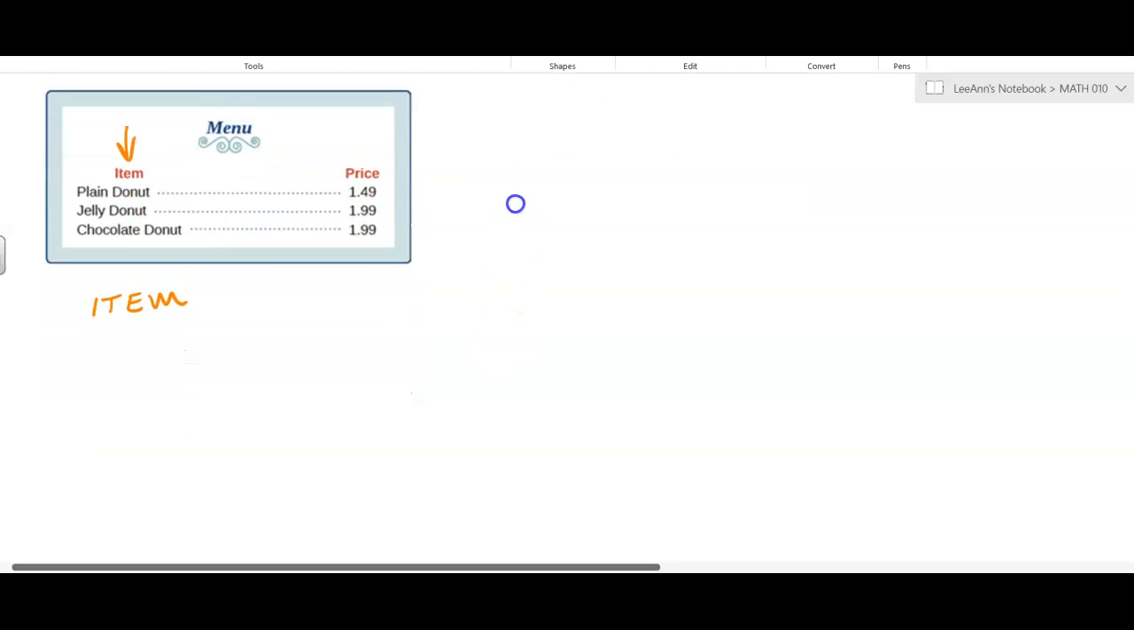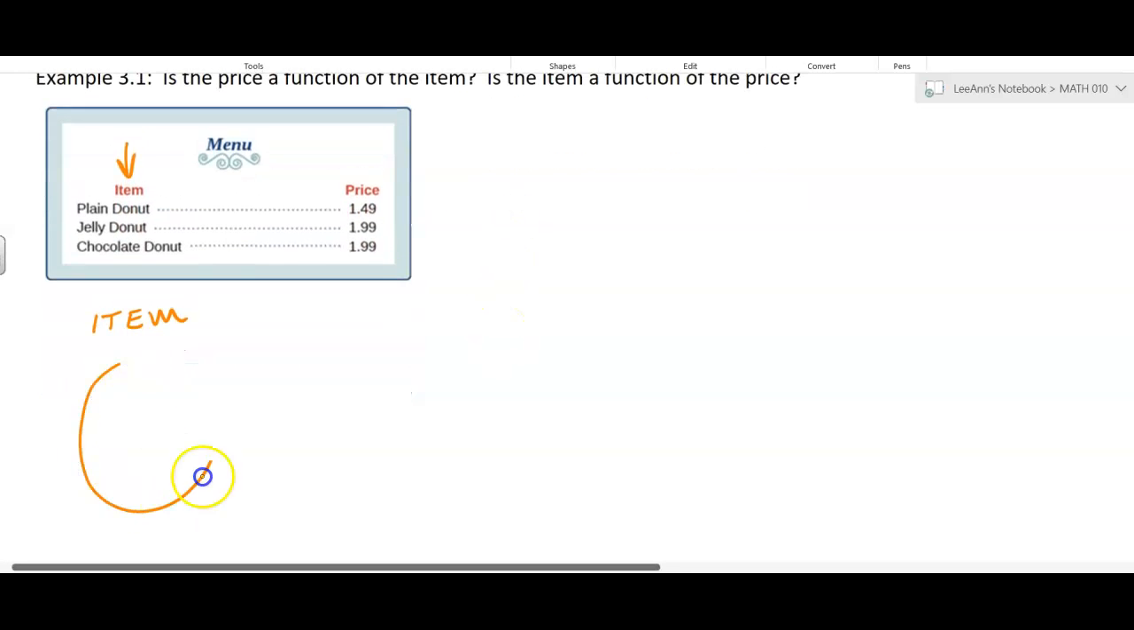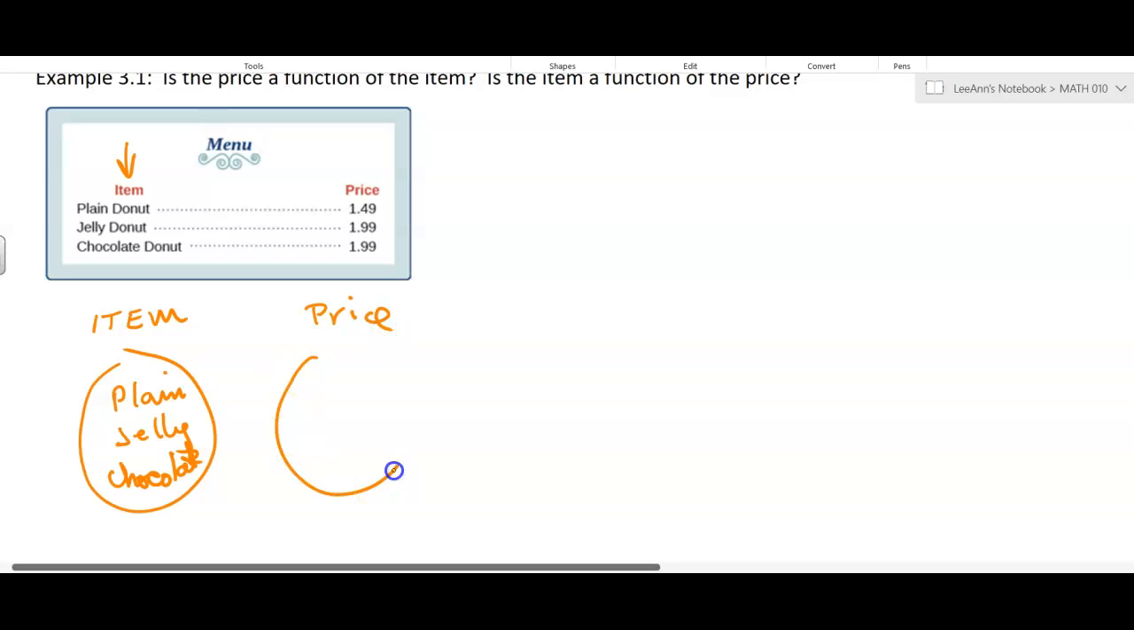All right, so what do we have for our donuts? We have plain, jelly, and chocolate. What is the output? Well, that's going to be the price. And the price is, we got $1.49 and we got $1.99. Those are the only outputs we have. Okay, so the mapping goes like this. Plain maps to $1.49, the jelly maps to $1.99, and the chocolate maps to $1.99. Is that a function? Yes, this is a function.